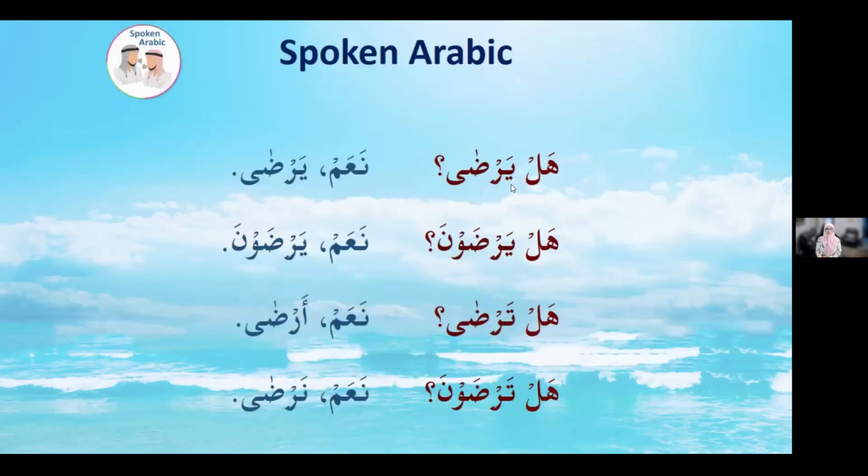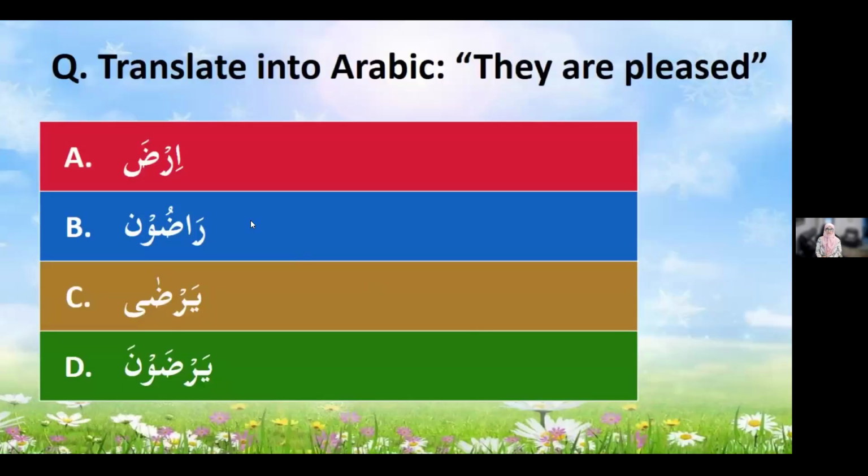Okay, so here your answer is correct. Hal yarda? Naam yarda. هل يرضون؟ نعم يرضون. هل ترضى؟ نعم أرضى. هل ترضون؟ نعم نرضى. So it's clear now? نحن نرضى. Correct. We. Yes, correct. Alhamdulillah.